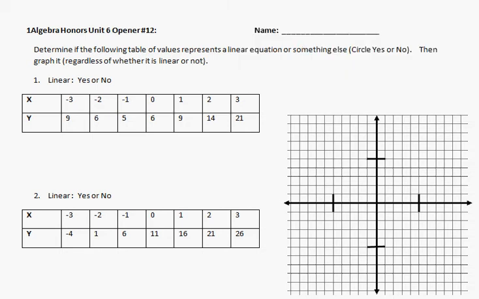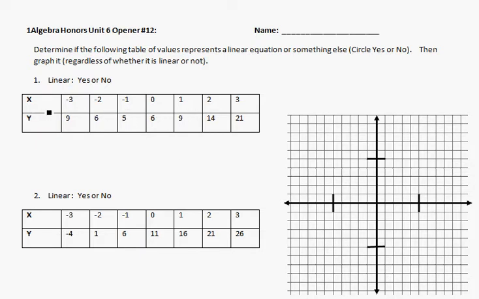Determine if the following table of values represents a linear equation or something else. Then graph it, regardless of whether it is linear or not. Now, in order to determine if an equation, or a table of values that corresponds to an equation, is linear or not, we need to look at the rate of change.